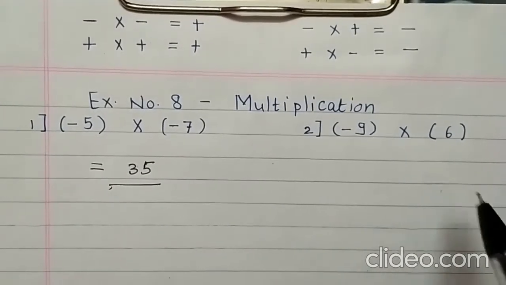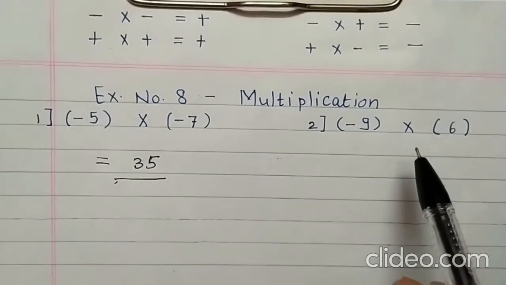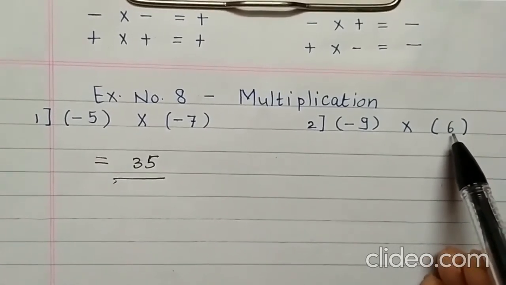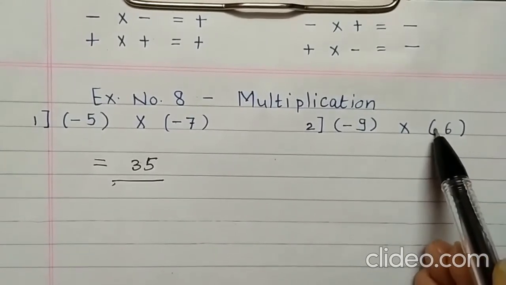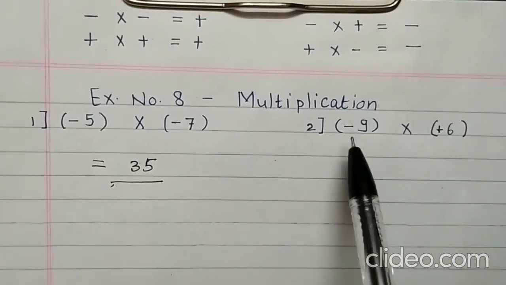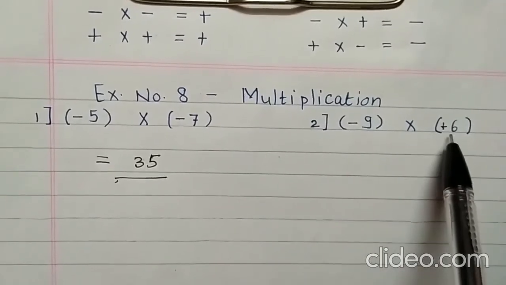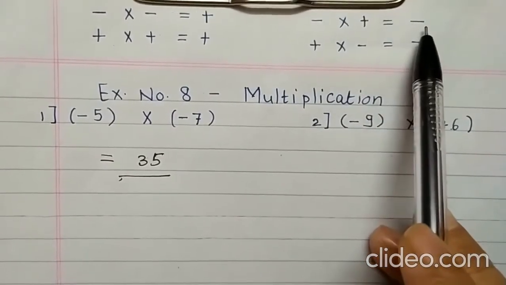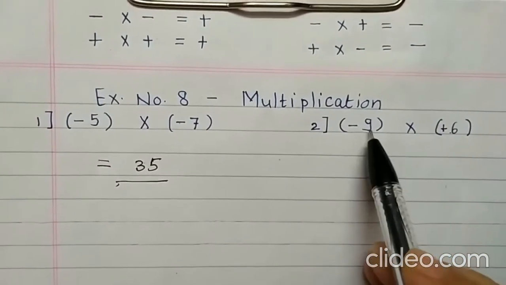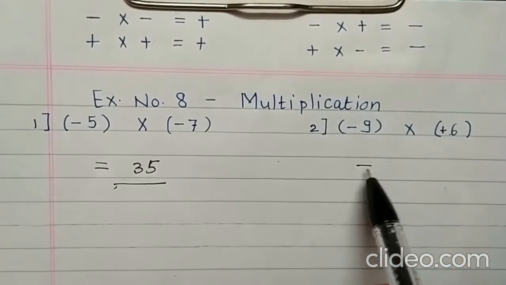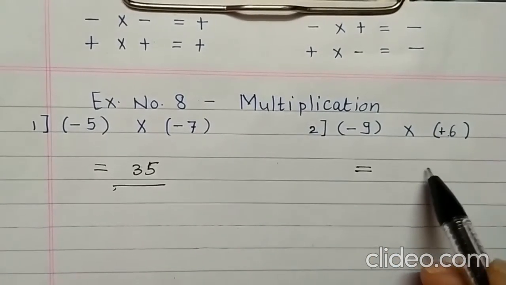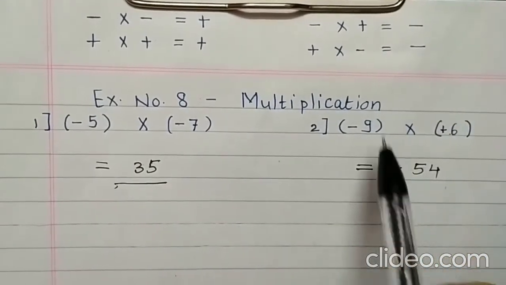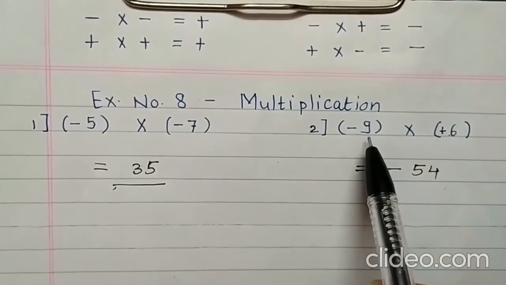Let's solve the second one. -9 multiplied by 6. Here no sign is given, which means this is a positive number. So what we remember is that one negative and one positive give a negative product. Let's solve this. 9 into 6, 9 sixes are 54, but the product should be minus because one of the integers is negative.